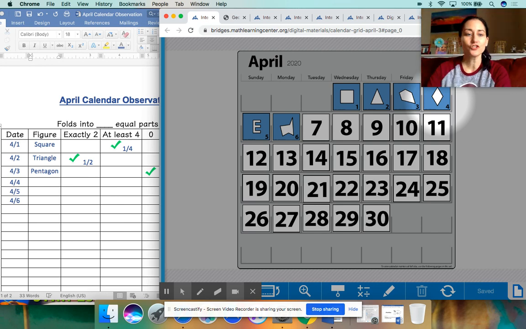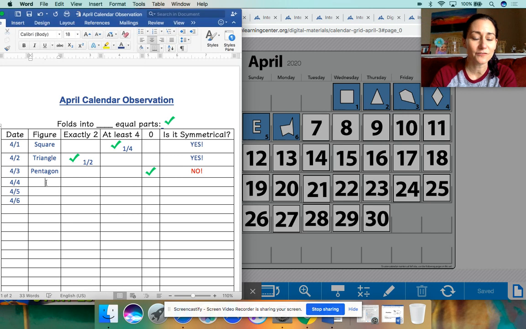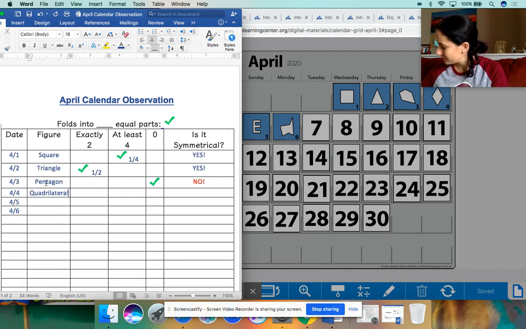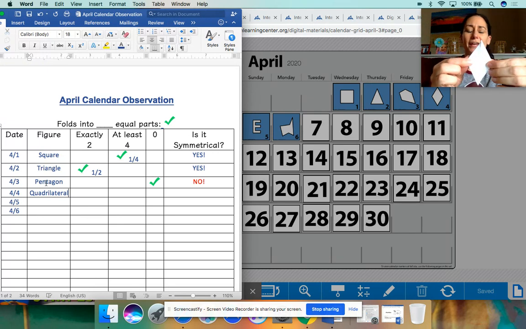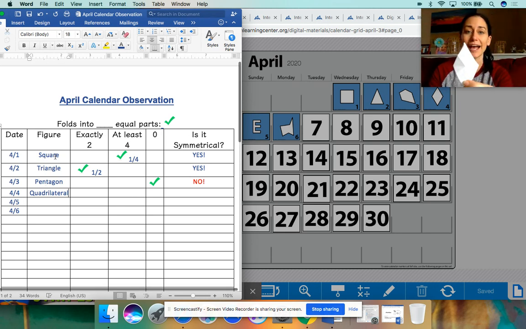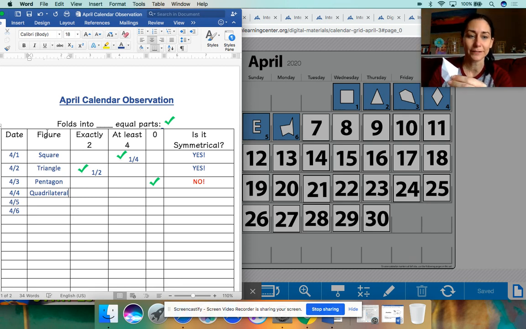Now, when I go over here to my April calendar observation, I can type in rhombus because it is the name of the shape, but I'm going to teach you a new word for it. I'm going to call it here a quadrilateral. Let me get my other piece here. It is called a quadrilateral because there are 4 sides to this shape. 1, 2, 3, 4. So actually we could even go back to the first when we had a square. That is also a quadrilateral because it has 4 sides to it.